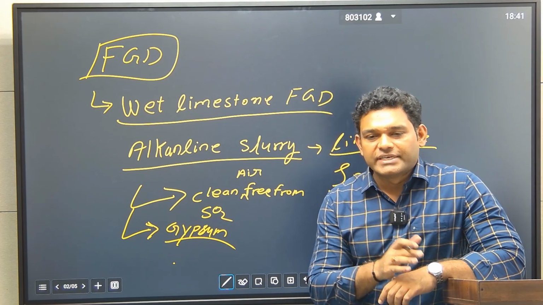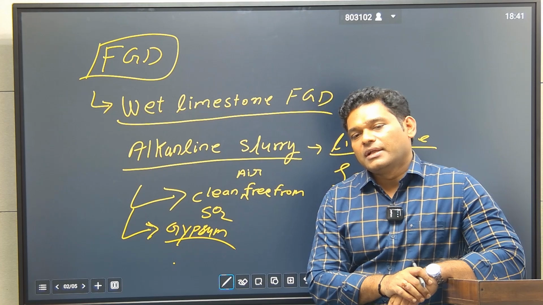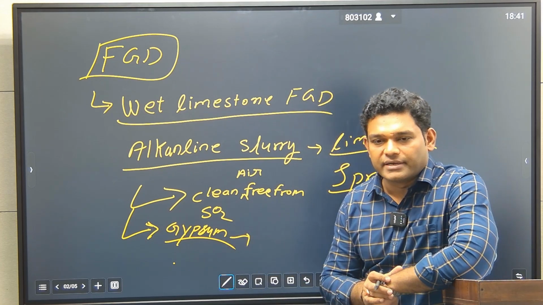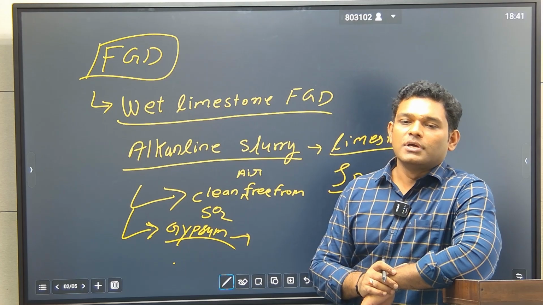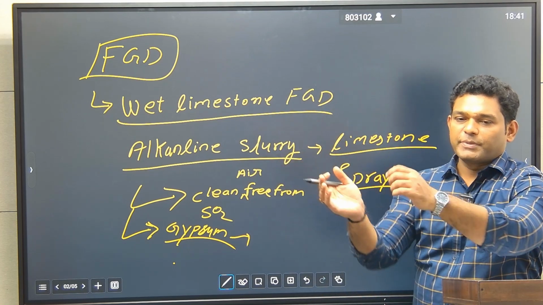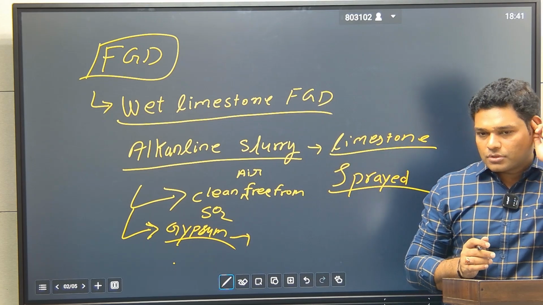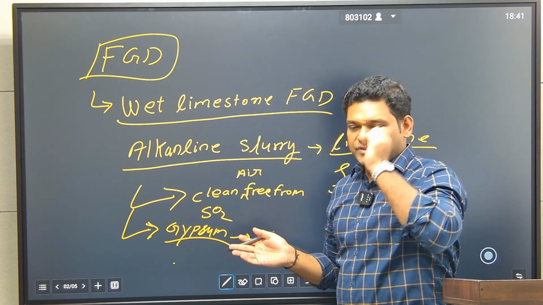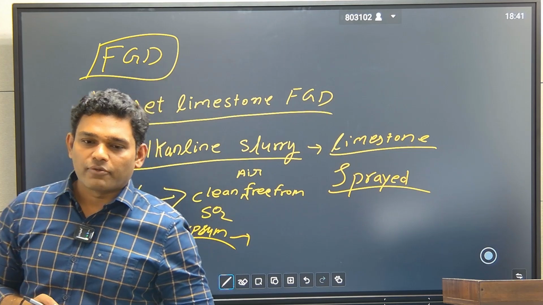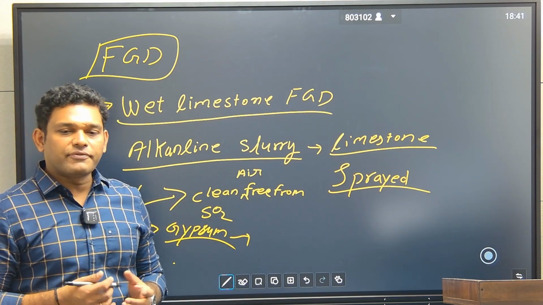When you use FGD systems in coal-based thermal power plants, gypsum can be sold to the cement industry also. You must have read about the use of gypsum in the cement industry, right? So gypsum can be used there. So this is how the FGD system works. And apart from this, I've told you why we need to control the sulfur dioxide emissions.